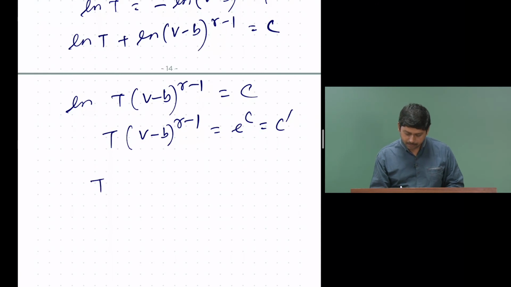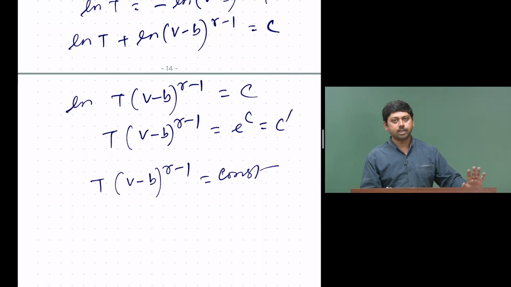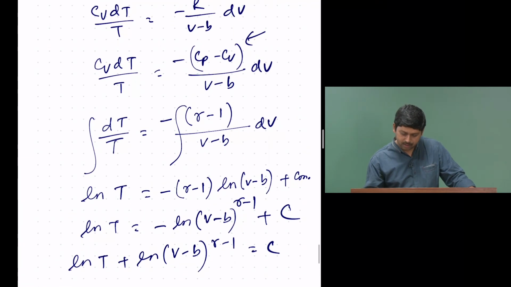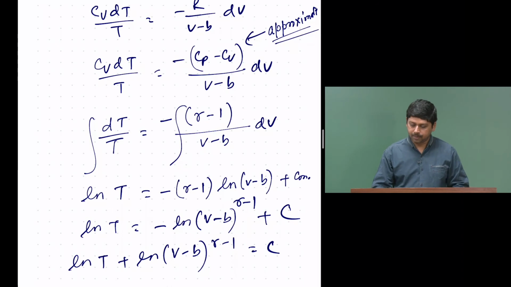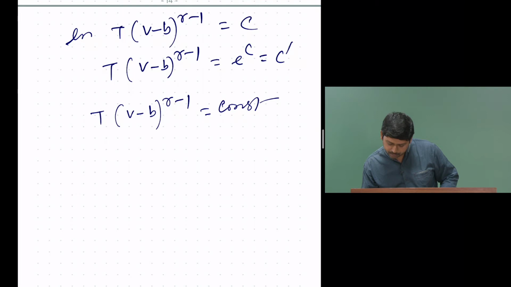So, we can see that T times (V minus b) to the power gamma minus 1 is a constant for quasi static reversible adiabatic changes. We just took dS equal to 0 and we just took R to be Cp minus Cv approximately. So, that is an approximation that we have made here. That is why we got the gamma. Okay.